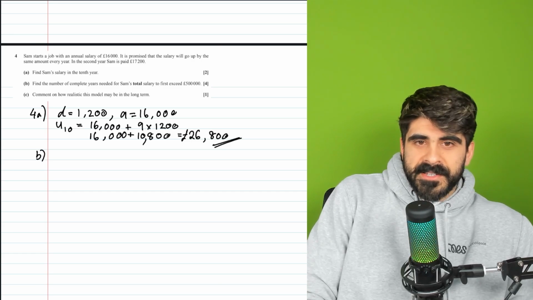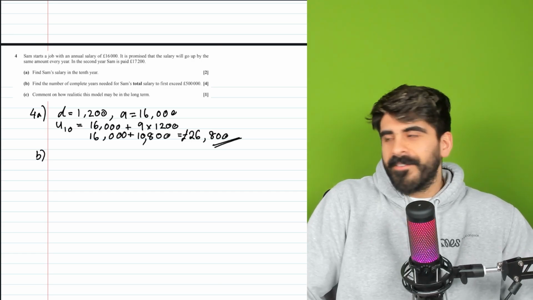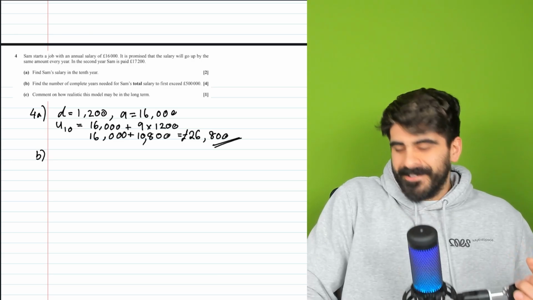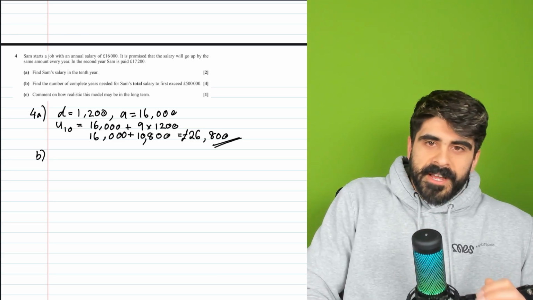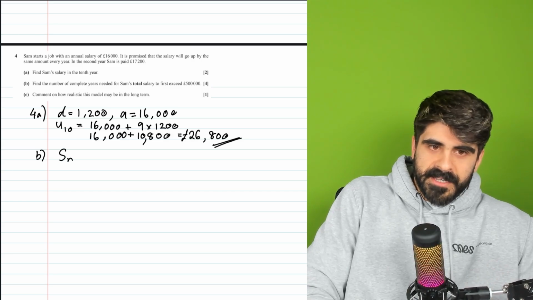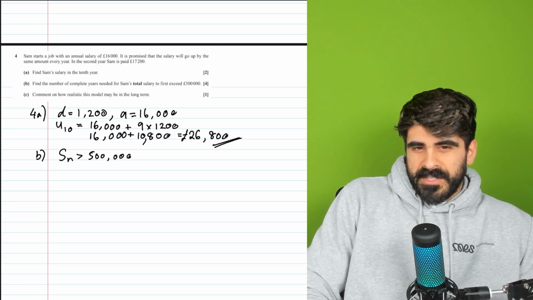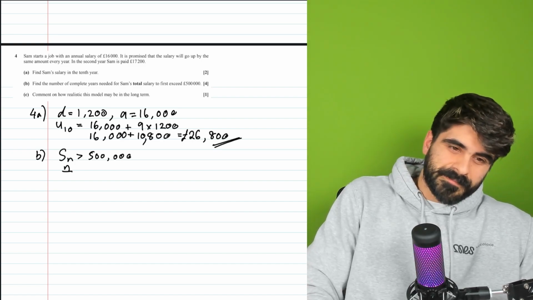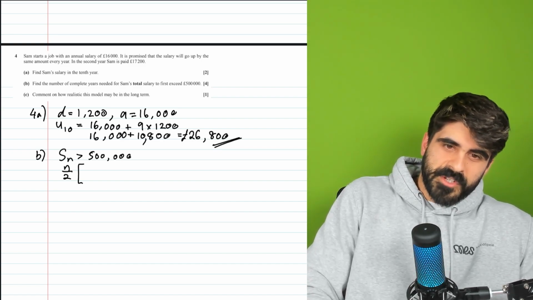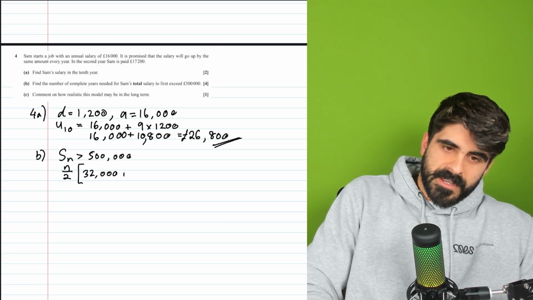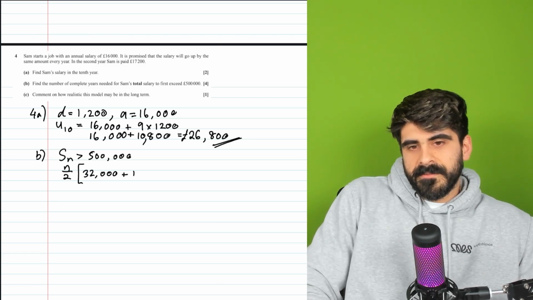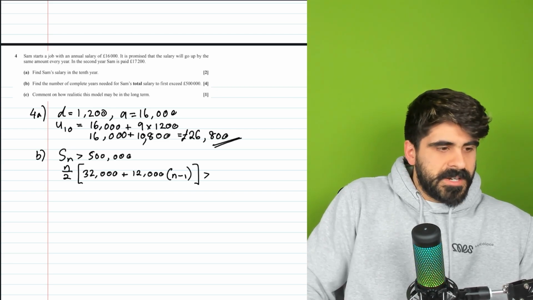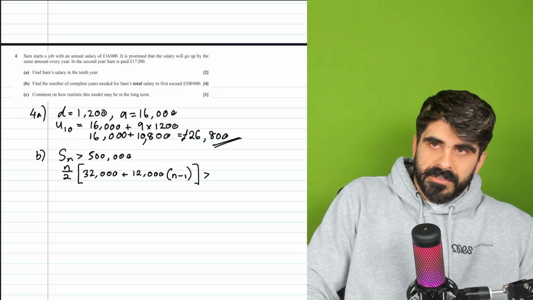Find the number of complete years needed for Sam's total salary to first exceed 500k. No, I am cooked. Alright, I am cooked, but it's all good. So this is when Sn is greater than 500,000. So we're going to say n over 2 times 2a. So when you double that, you get 32,000, plus n minus 1 d, greater than 500k.